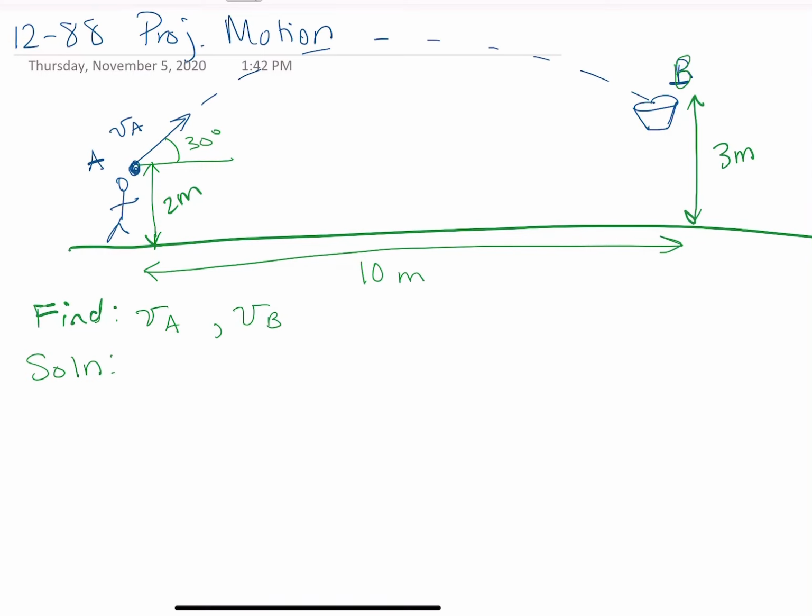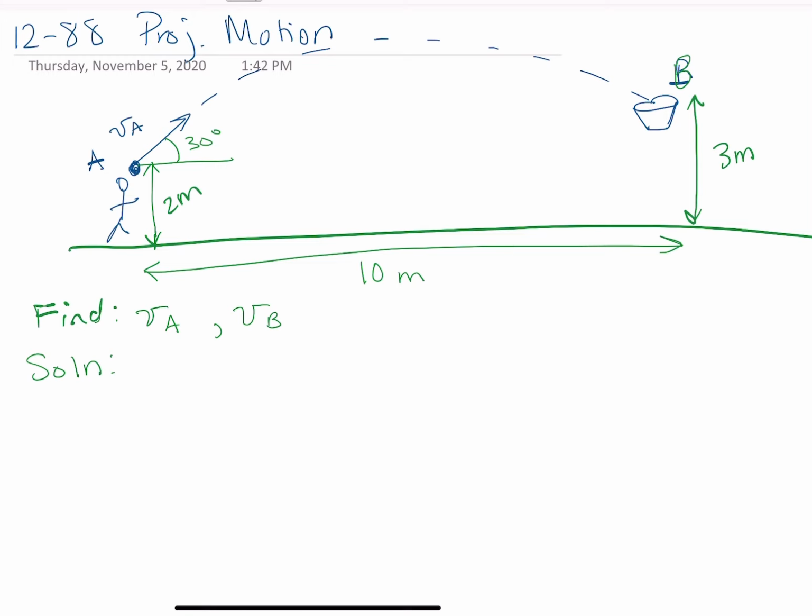So this is problem 12-88 from your textbook. For this one, we have someone that's throwing a basketball into a basketball hoop. It tells us to neglect the size of the ball and determine the magnitude v sub A of the basketball's initial velocity and its velocity when it passes through the basket.